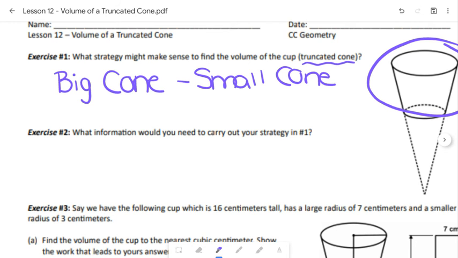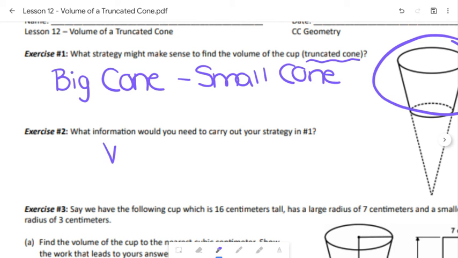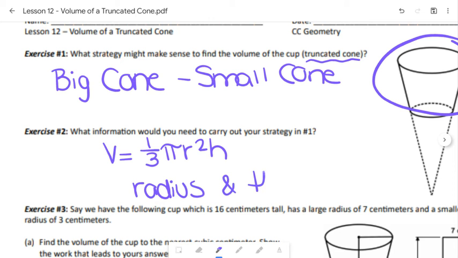So in order to do that, we know our cone formula is 1/3 pi r squared h. So really, the information we need is the radius and the height. If we have those two measurements, then we're good to go.